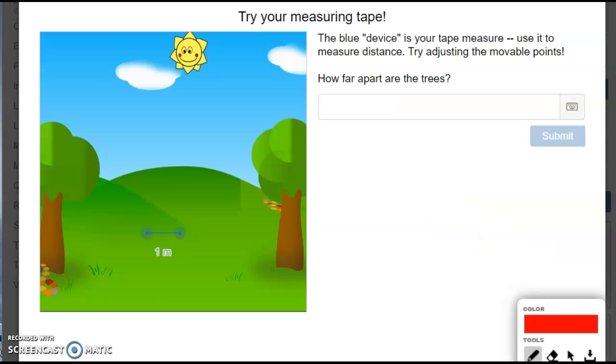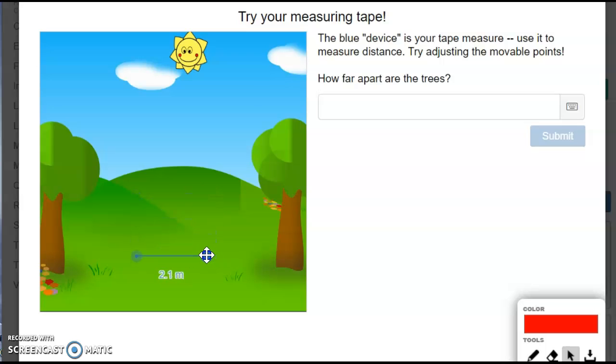Okay, the first card is just playing around with the tool. Here the blue device is your tape measure, use it to measure distance. Try adjusting the movable points. So both the blue dots are movable. I can move these like so, and I can move this up and down as well.